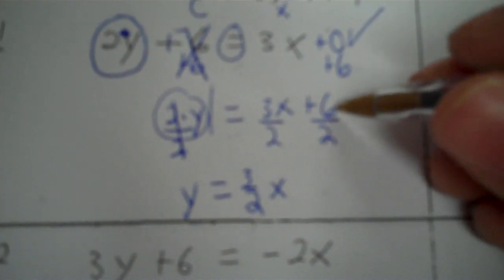3 over 2. So really that didn't change. Now I don't care if I get a decimal here. It's not. 6 divided by 2 is 3. Okay. Now, I have my m and my b. So my slope is 3 over 2, and my y-intercept is 3.